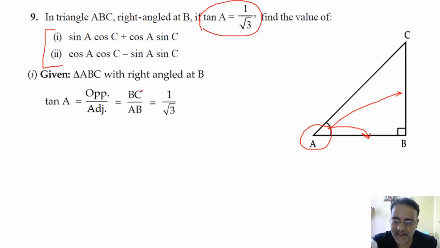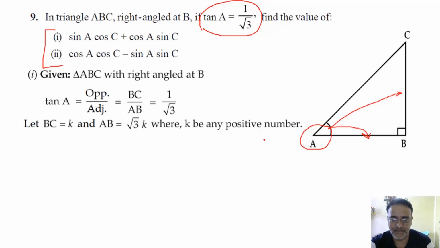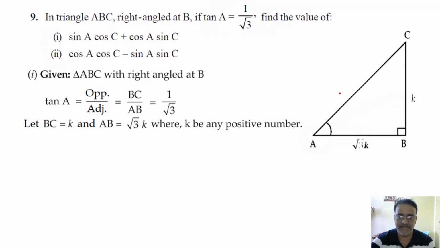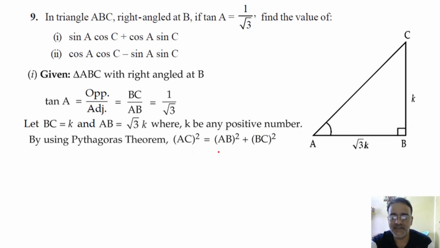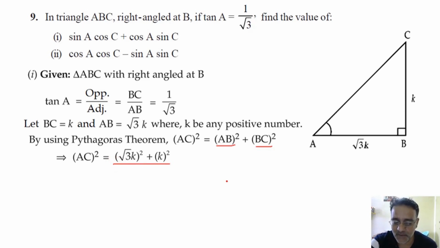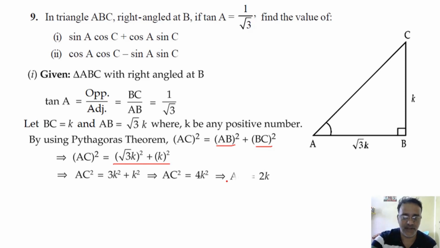So for BC we'll take K and for AB we'll take root 3K. Okay, and we'll find the value of AC by using Pythagoras theorem. That is AC square is equal to AB square plus BC square. So root 3K whole square plus K square. We'll get 3K square plus K square, that is 4K square. So what is the value of AC then? 2K. Very good. So we got 2K.